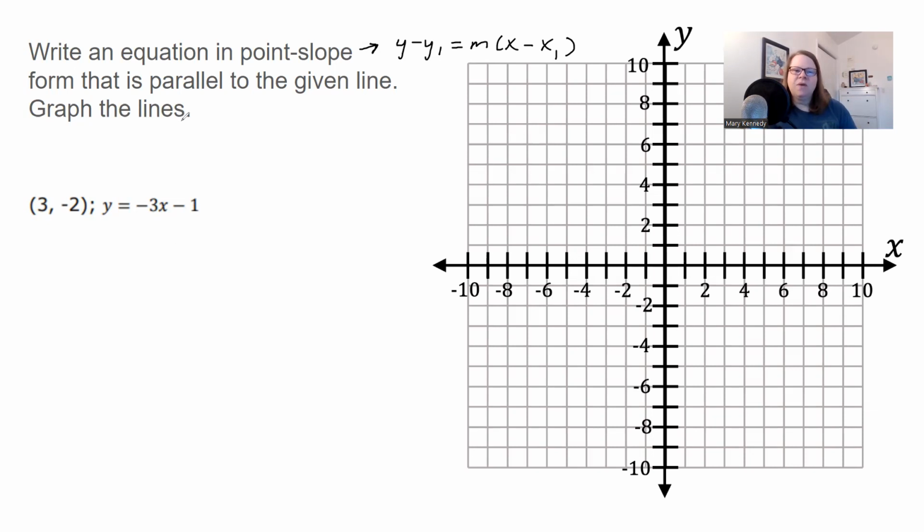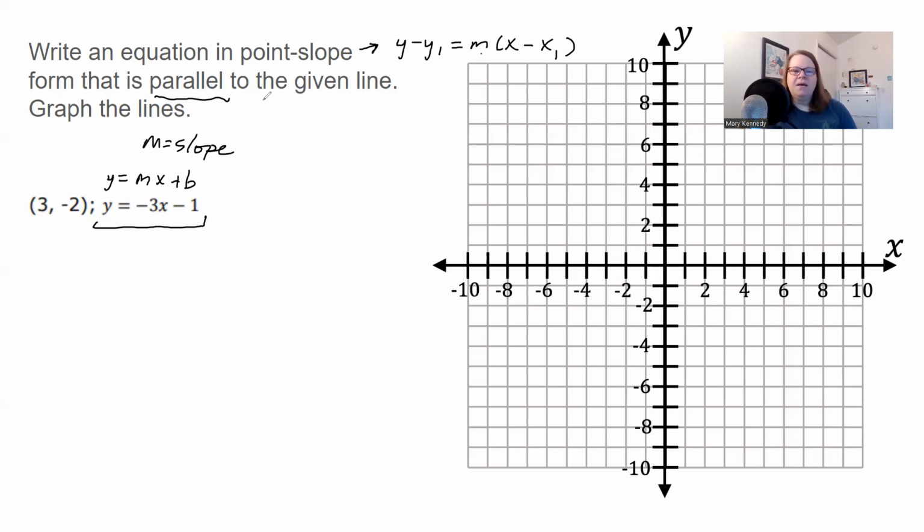We are looking to write an equation in that form parallel to the given line. So the given line is here. And notice that this is in y equals mx plus b, which is slope intercept form. That's also on your formula sheet. That's helpful because we know that m is the slope anytime we see an equation like this.